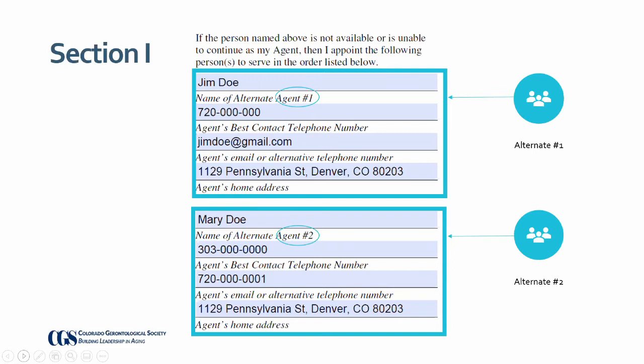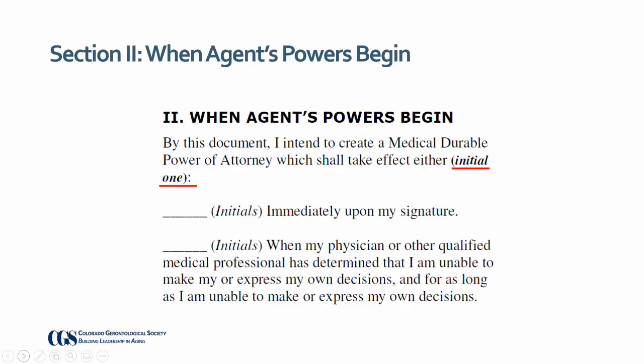Jane has appointed Mary Doe as her alternate number 2, and we have 2 phone numbers for Mary. We have the full phone number entered for the best contact number, we have the second phone number, and then we have the full address. So now that we know who Jane is appointing as her agent and her alternates, now we need to say when that agent can speak for Jane.